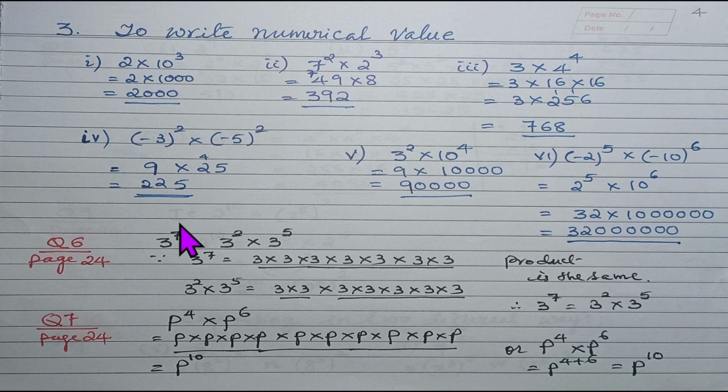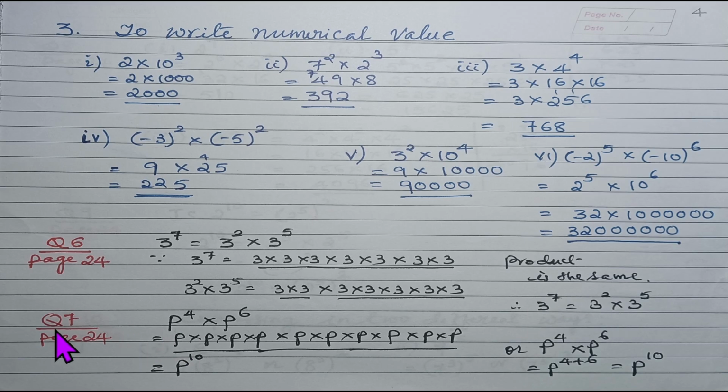Now question number 6 is 3 raised to 7. Does this equality hold? That means is 3 raised to 7 equal to 3 raised to 2 into 3 raised to 5? As you know, 3 raised to 7 is the multiplication of 3, 7 times. 3 raised to 2 is multiplication of 3, 2 times, and 3 raised to 5 is again multiplication of 3, 5 times. So 5 and 2, that means 7 3s here also, and therefore LHS is equal to RHS, the product is the same and the equality holds.